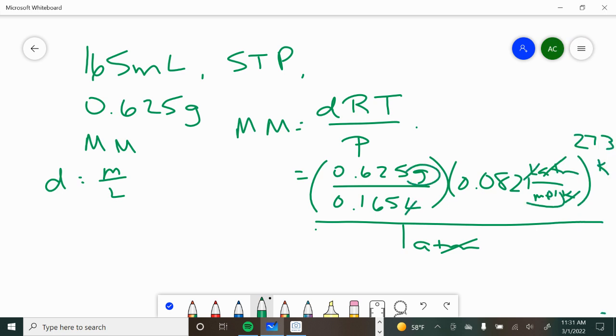So I'm left with grams over moles, which is molar mass. So I'm going to do that division first, 0.625 divided by 0.165. And then I'm going to multiply that by 0.0821. Then I'm going to multiply that by 273. And then I'm going to divide that by 1. So it is 84.89 or 85 grams per mole. I don't know what the key says. It might say 84.9. It might say 85.